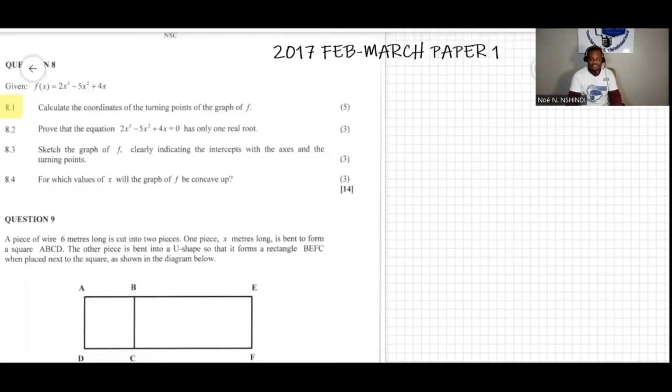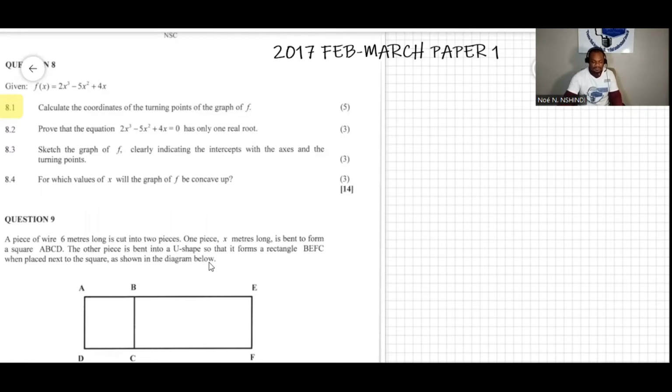Well, we have another question here. Question 8. The question says that f of x equals 2x cubed minus 5x squared plus 4x. And then question 8.1 says calculate the coordinates of the turning points of the graph of f.